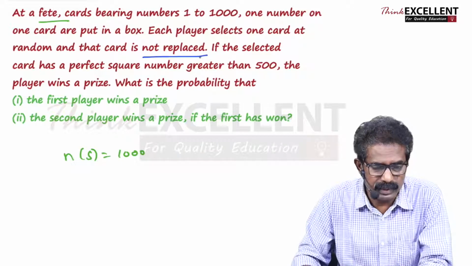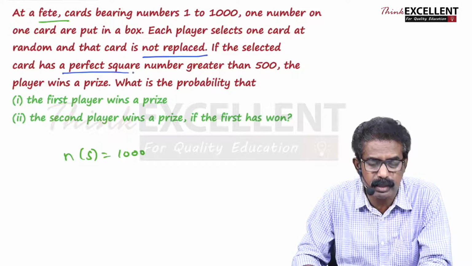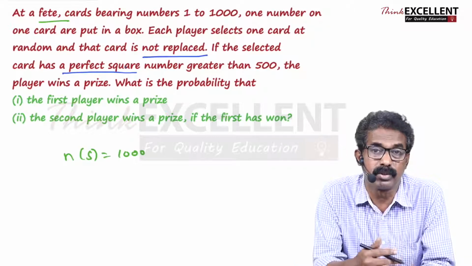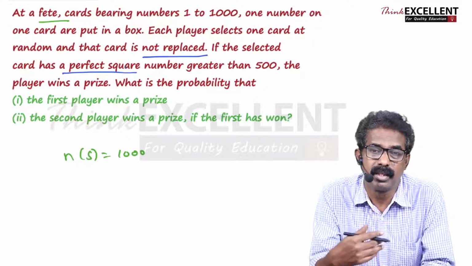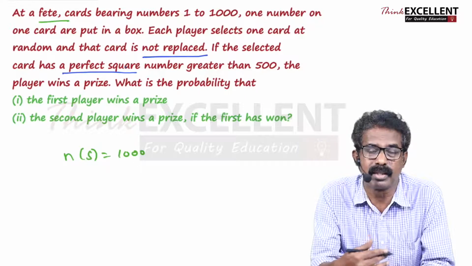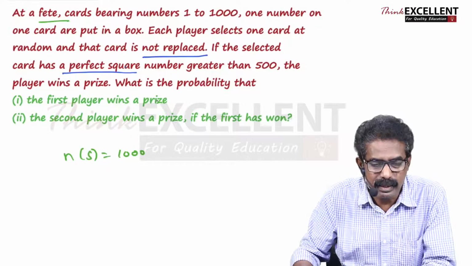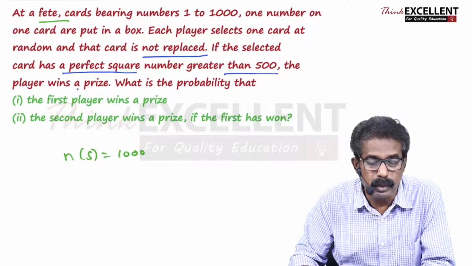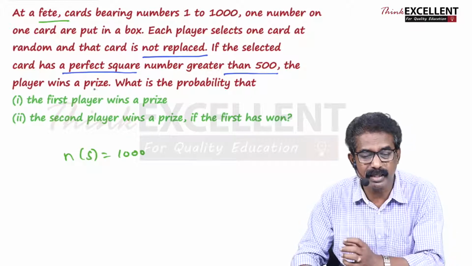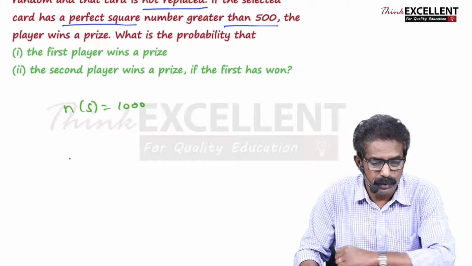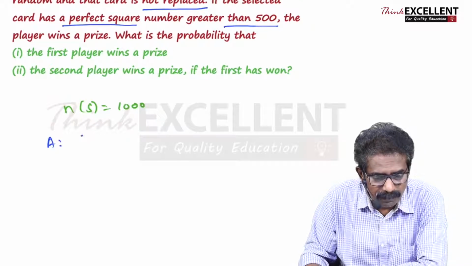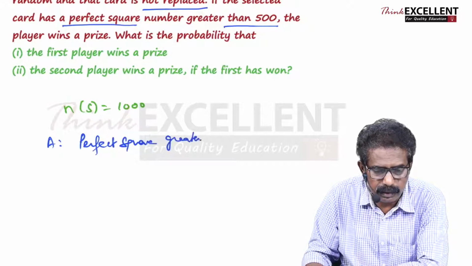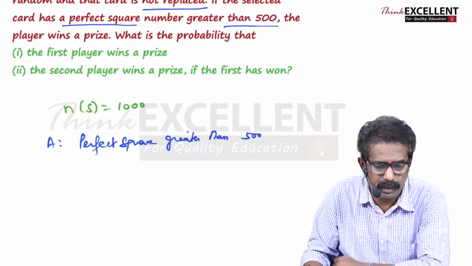Not replaced. If the selected card has a perfect square, you know what a perfect square is? 1 square is 1, 2 square is 4, 3 square is 9, then 4 square 16, 25, 36, then 49, 64, right? These are perfect squares. But here, a perfect square greater than 500, the player wins the prize. So please listen. A stands for perfect square greater than 500. So what are the possible cases?